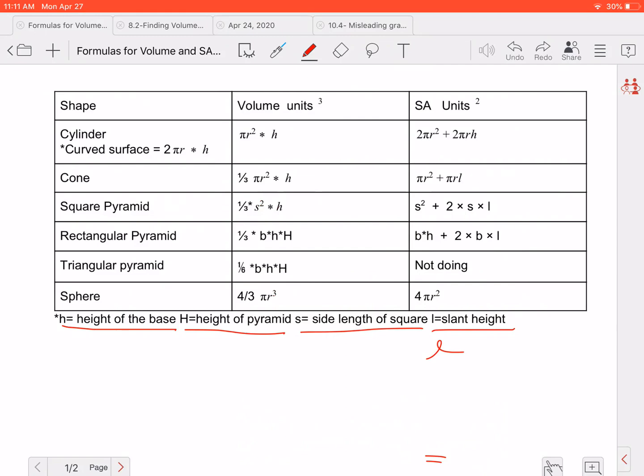Also, I put a little note up here. When we do volume, the answer should always have the units cubed, and surface area should have the units squared. We'll talk about that more in each video that we go through. Also, there's a special formula for cylinders. It's called the curved surface, and we will be talking about that in 8.1.